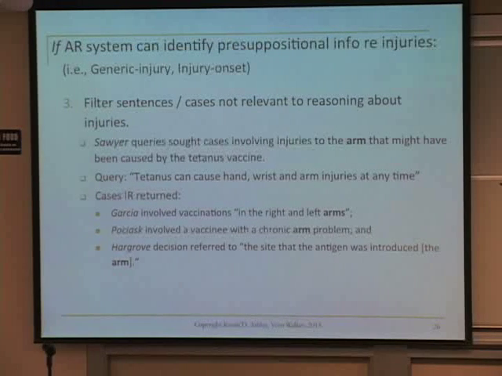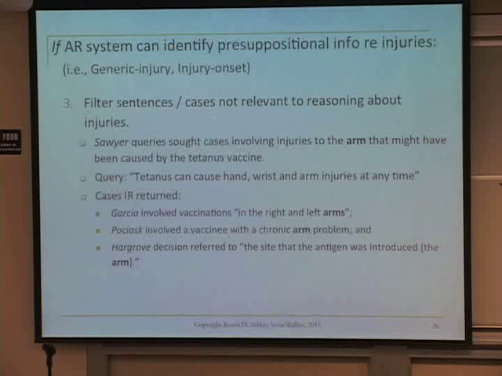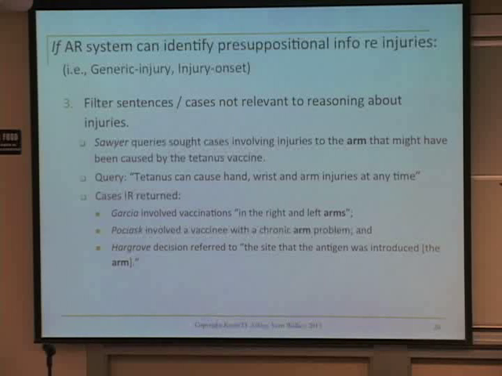If the AR system can identify presuppositional information regarding injuries, like generic injury and injury onset, then it could filter sentences in cases that are not relevant to reasoning about the injuries. The Sawyer queries sought cases involving injuries to the arm that might have been caused by the tetanus vaccine. The query was, tetanus can cause hand, wrist, and arm injuries at any time. The cases retrieved involve vaccinations in the right arm and the left arm, cases where there was a chronic arm problem, cases where the vaccine was introduced into the arm, close, but no cigar.